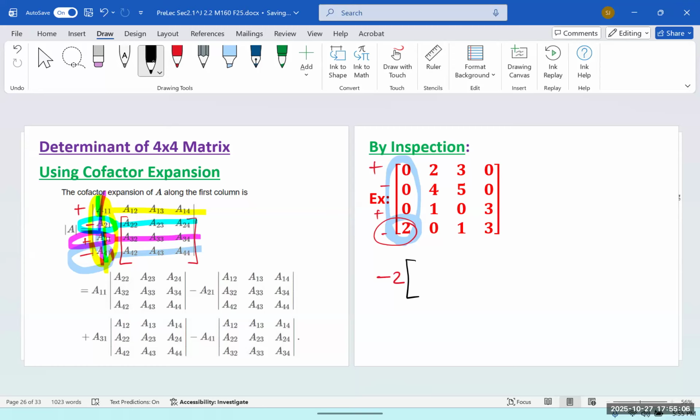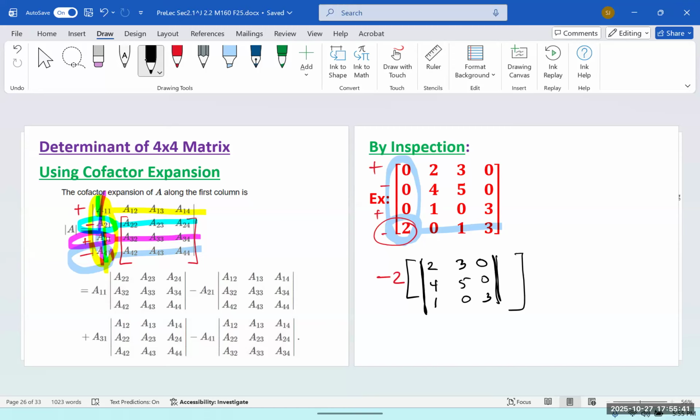Now, since we are expanding around the first column, we cannot use the fourth row. So we are left with 2, 3, 0, 4, 5, 0, 1, 0, 3. So we are going to multiply by the determinant of that 3 by 3 matrix. But again, this 3 by 3 matrix, we can also find the determinant by inspection.